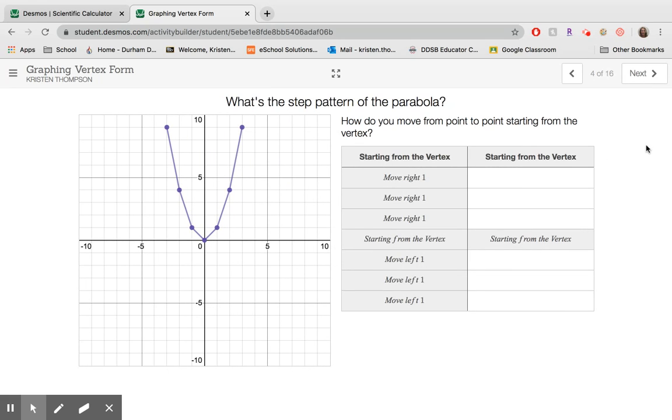Next, we're going to look at the step pattern of the parabola. So if we're starting from the vertex, if we move right 1, we are going up 1. And then again, if we move from this point to the right 1, I'm going up 1, 2, 3. So here I'm going up 3. Then the last one here, if I'm moving to the right 1, up 1, 2, 3, 4, 5.